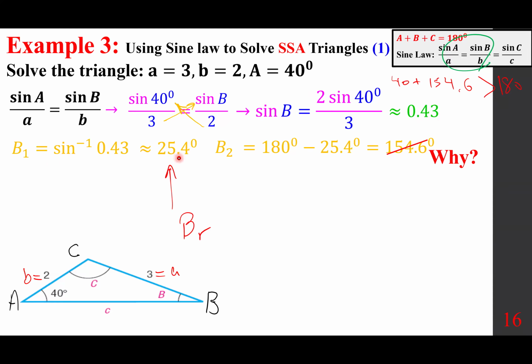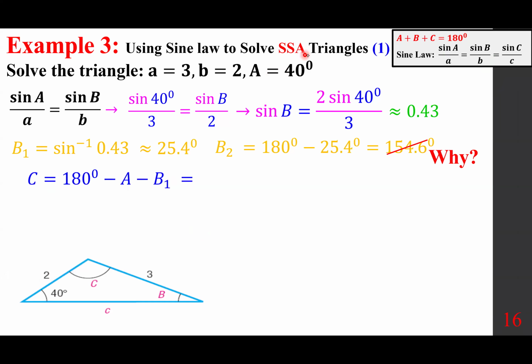Let's just continue working with this. Now we have B1 to be 25.4. We add these two and subtract from 180. So the last angle would be 180 minus A minus B1. That means 180 minus 40 minus 25.4, and that results in 114.6 degrees. So we have this angle, 114.6 degrees.